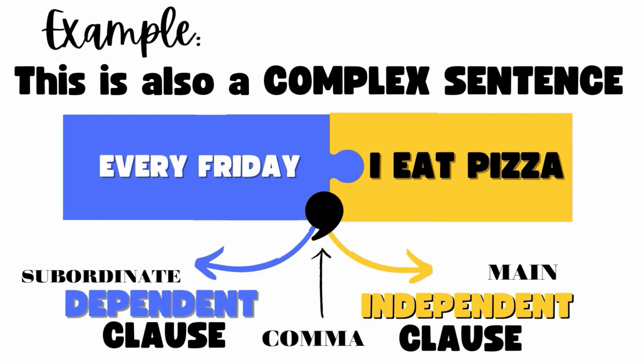Now we can also put our dependent clause first. And when our subordinate clause comes first, we do need a comma. Every Friday, I eat pizza. So make sure you remember: independent clause first, no comma. Dependent clause first, you need a comma. Simple, simple, simple.